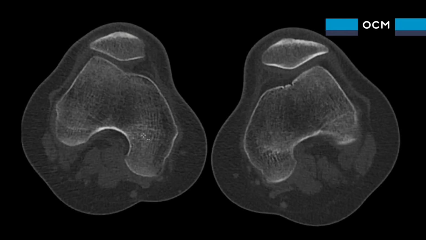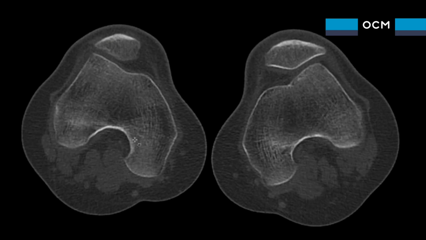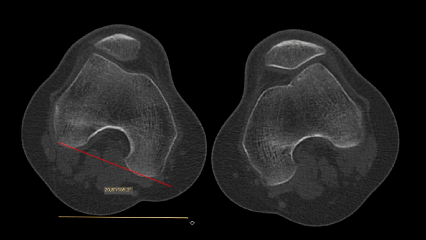Then we scroll down to the knee joint where we draw a tangent line between the two most posterior aspects of the femoral condyles. From here we measure the angle again to a reference line which is parallel to the lower border of our screen, and the angle is 21 degrees in this case.